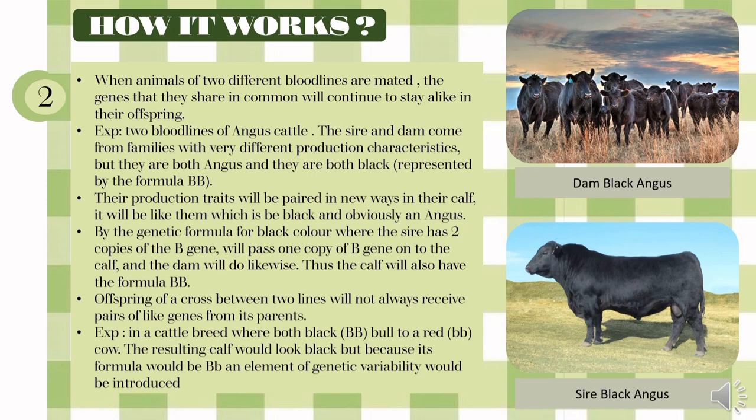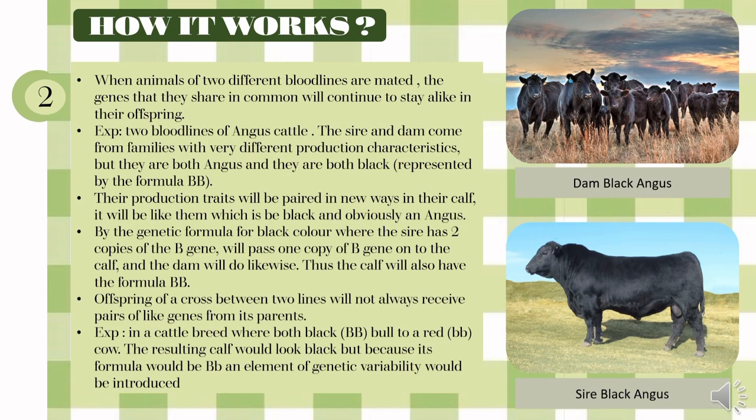When animals of two different bloodlines are mated, the genes that they share in common will continue to stay alive in their offspring. For example, suppose we cross two bloodlines of Angus cattle. The sire and the dam come from families with very different production characteristics, but they are both Angus and they are both black, while their production traits will be paired in new ways in their calf. It will be like them, which is to be black and obviously an Angus.